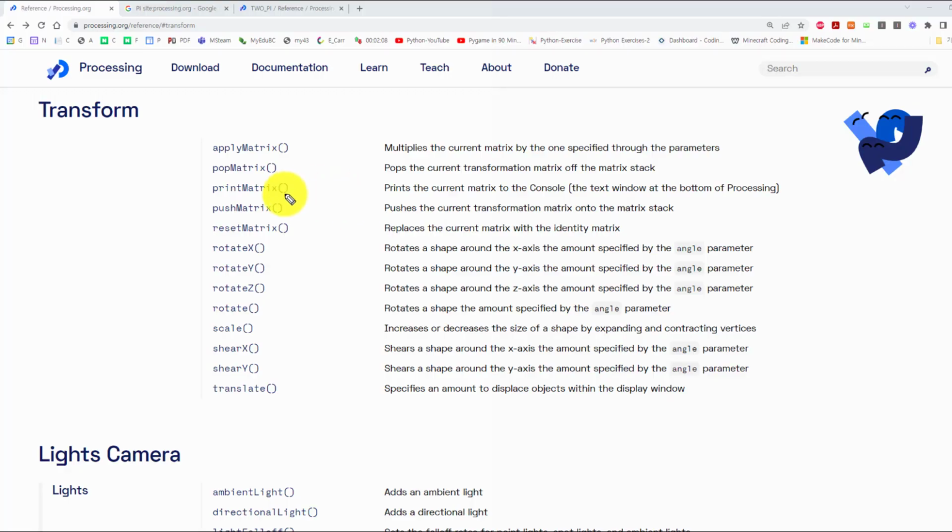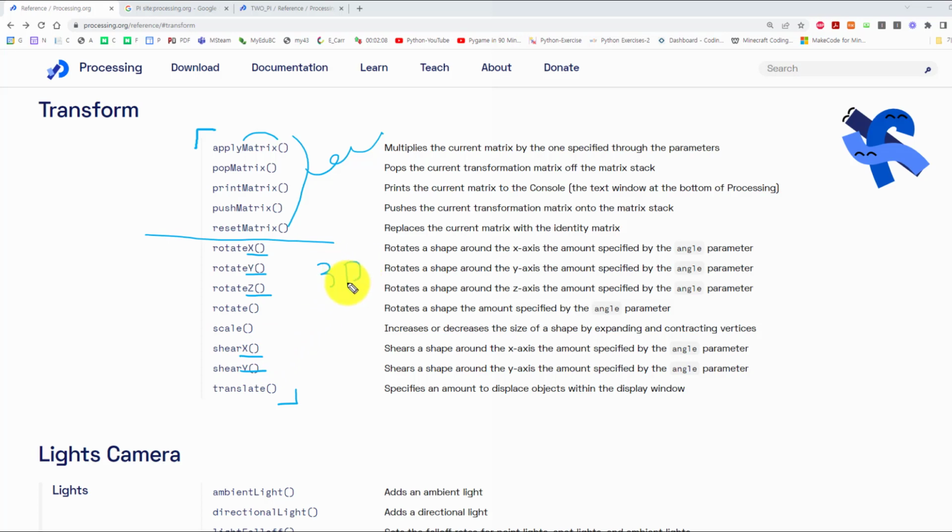So to do transform, you need these kinds of transform functions. There are several groups of them. The first 5 functions have the keyword matrix. We'll see these later. And some of them have x, y, or z. All these functions are for 3D, so we don't need them because we are now in 2D.